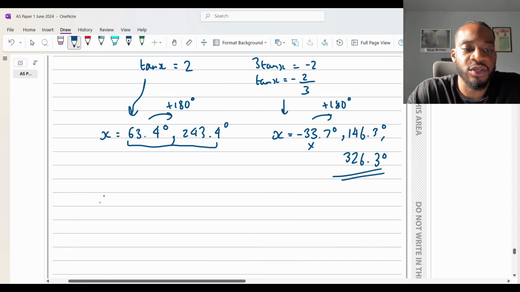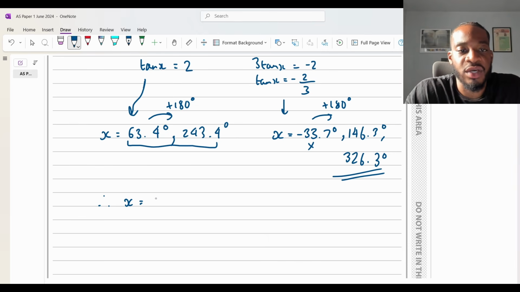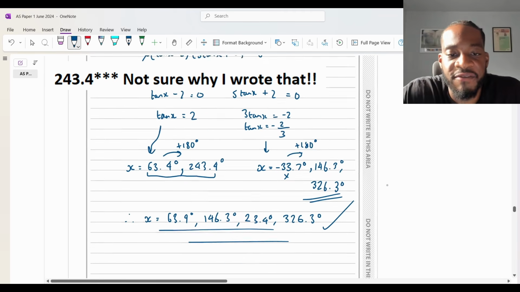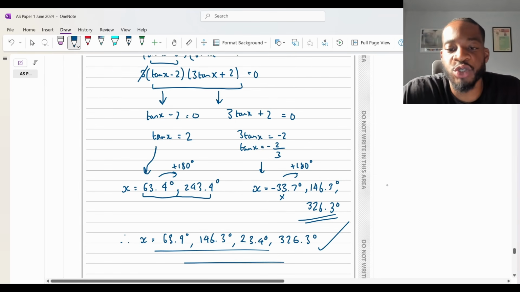So what I would do just to finish off, I'll say x is going to equal, I'll do it in order of size. Yes. So 63.4 degrees. That's the first one. The next one is 146.3. Next one is 243.4. And the last one is 326.3 degrees. And that is part B finished. All of the 4 solutions.